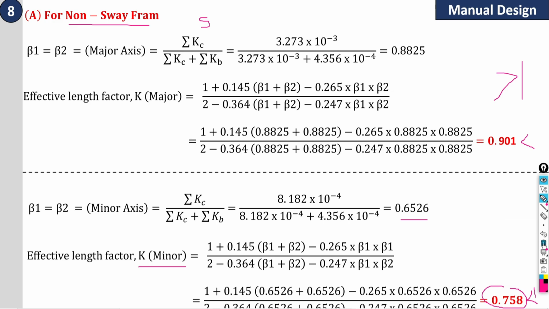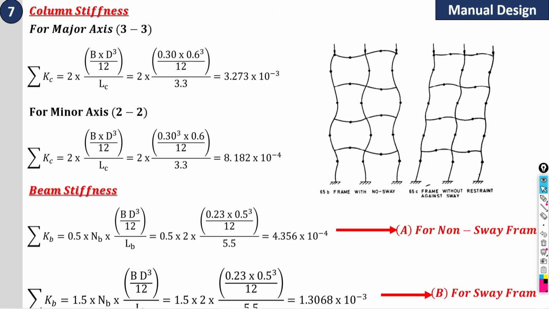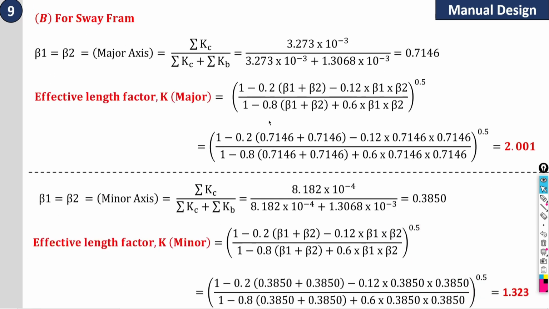Okay, now we are going to see the calculation for the sway condition. B case for the sway. Now again, major axis column stiffness will be the same, 3.273 into 10 raised to minus 3, and moment stiffness for the beam 1.3068. At this time, for the sway case, we are considering the stiffness of the beam. Just go back and see stiffness of the beam for the sway case, 1.3068 into 10 raised to minus 3. Don't make this mistake when you do the calculation on your own.